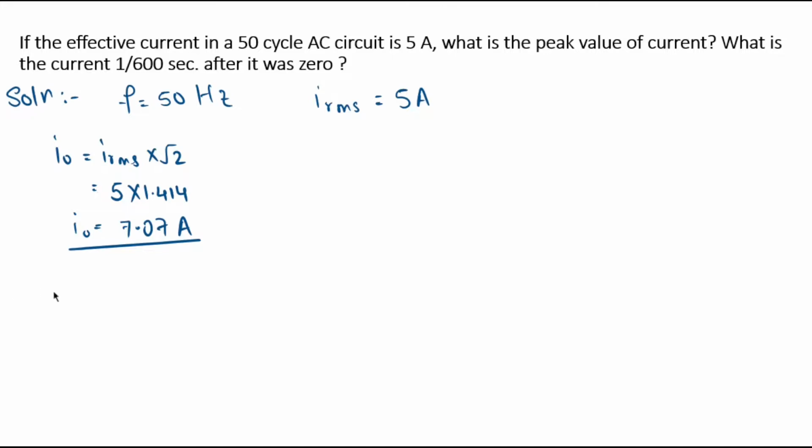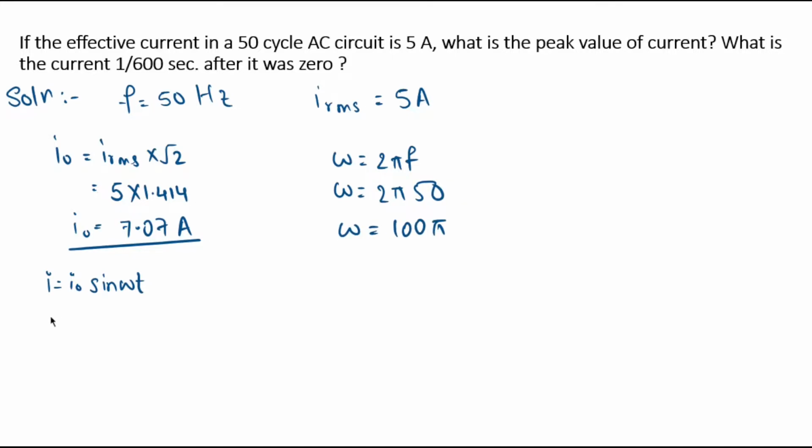So the expression for instantaneous current I is I naught into sine omega t. Now we know the value of I naught. We need to find out what is omega, and t is 1 by 600 seconds. We know omega is equal to 2 pi f, and f is 50 hertz. So omega will be 2 pi into 50. From here we can write omega equal to 100 pi.